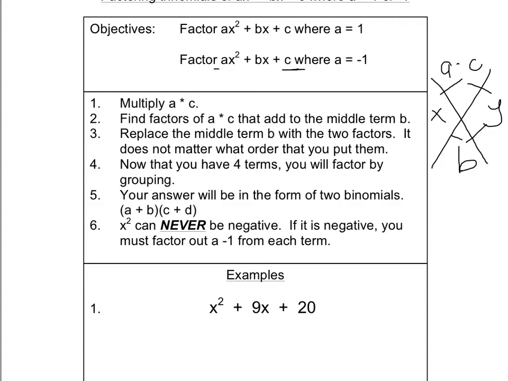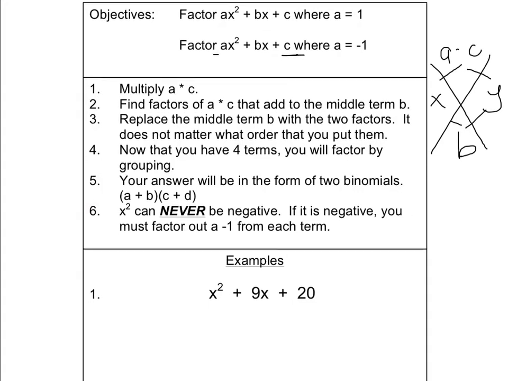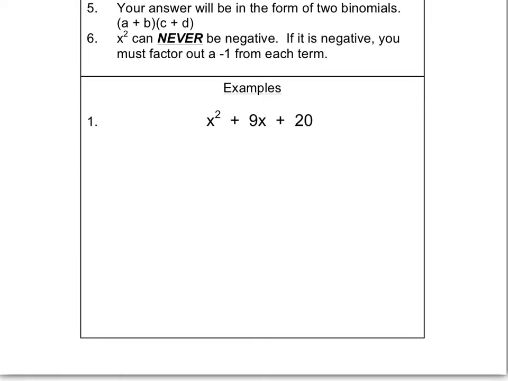And finally, number 6 here: x squared can never be negative. We talked about this a little bit today in class: the first term can never be negative. So if it is negative, we have to factor out a negative 1. And we'll go through an example like that as well. All right, so let's take a look at the first example.